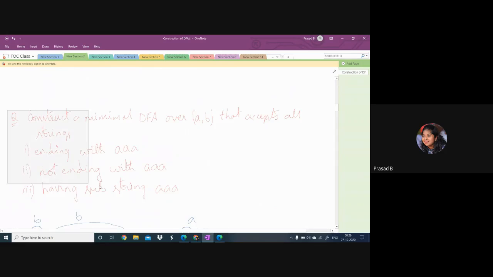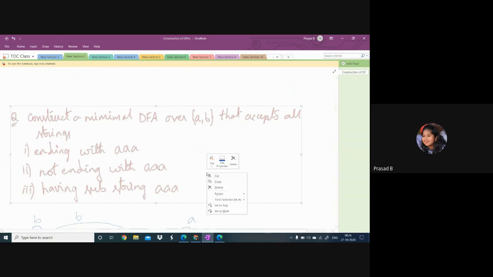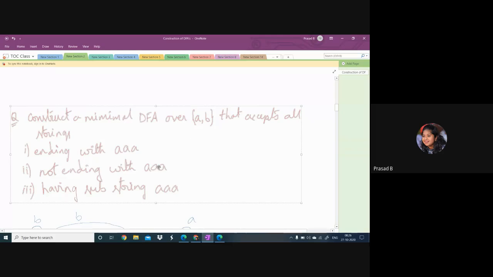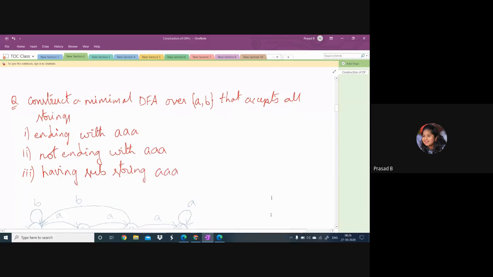Similar question. Construct a minimal DFA over the set {a, b} that accepts all strings ending with triple a. Till now we have done strings over 0, 1, but for a change, I have changed the input. So instead of 0, 1, I gave you a, b. We did ending with 0, ending with double 0. Now we are doing ending with triple a.